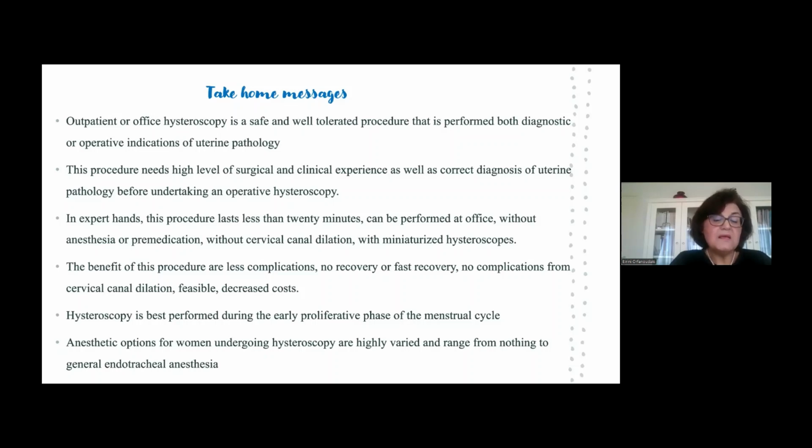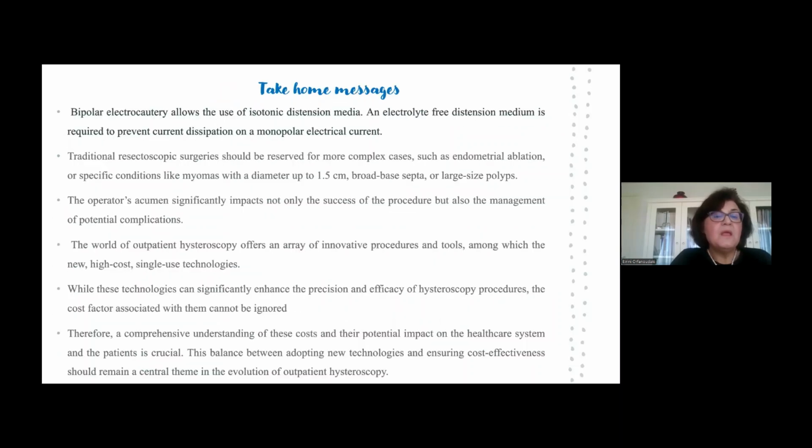feasible, decreased cost. Hysteroscopy is best performed during the early proliferative phase of the menstrual cycle. Anesthetic options for women undergoing hysteroscopy are highly varied and range from nothing to general anesthesia. Bipolar electrocautery allows the use of isotonic distension media. Electrolyte-free distension medium is required to prevent current dissipation with a monopolar electrical current. Traditional resectoscopic surgery should be reserved for more complex cases such as endometrial ablation or specific conditions like myomas with a diameter up to 1.5 centimeters, broad-base septa or large polyps.